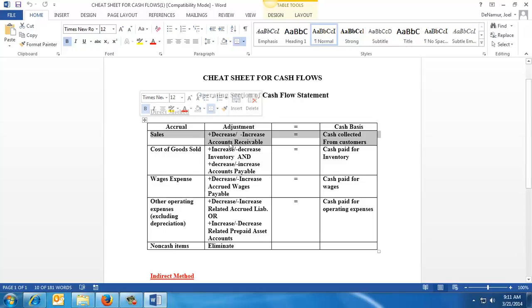If the change in the accounts receivable balance has increased for the year, we will take sales and we will subtract the amount of that increase. If it has decreased, we will take sales and we will add that decrease. Whatever that total comes out to will be the amount of cash collected from customers.